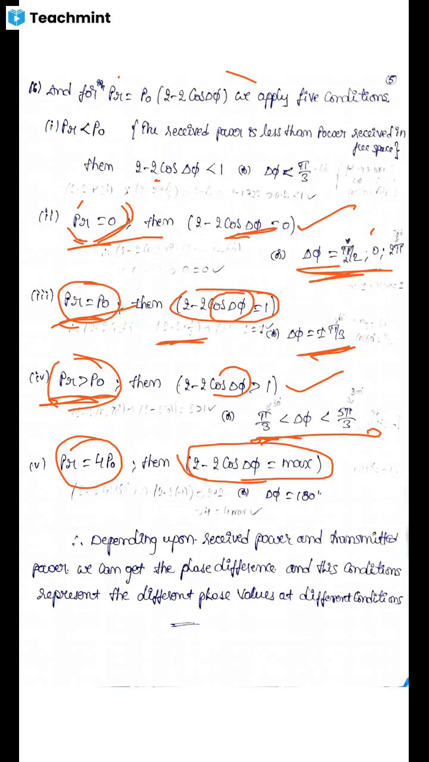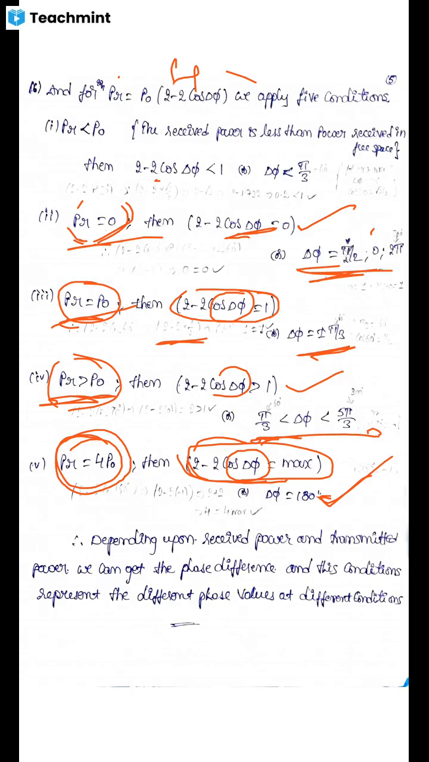When will I get the maximum value? When del phi is equal to 180 degrees. So apply del phi is equal to 180 degrees. So cos 180, what is the value of cos 180? Minus 1. So 2 minus of 2 into minus 1, what will I get? 2 plus 2, 4. So I am getting 4. Substitute this 4 for 2 minus 2 cos del phi here. So PR is equal to 4 times P naught. So I am getting the condition PR is equal to 4 P naught when del phi is equal to 180 degrees.